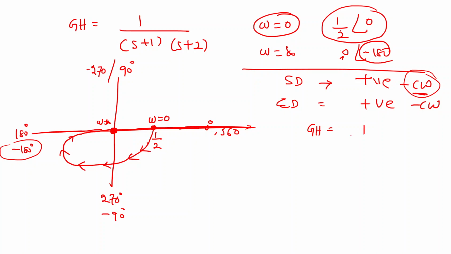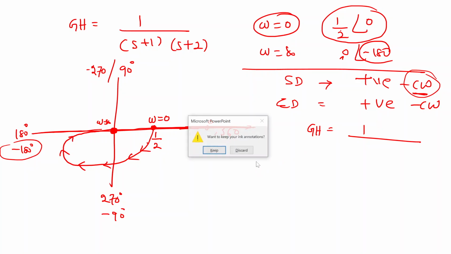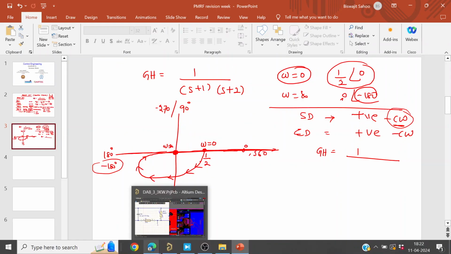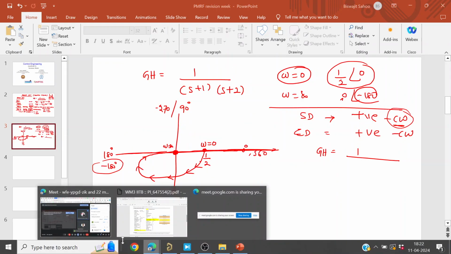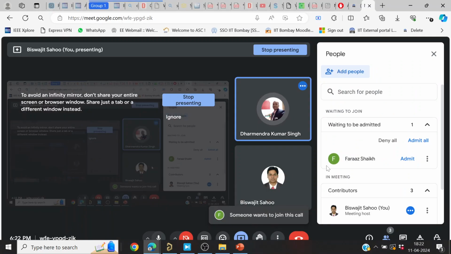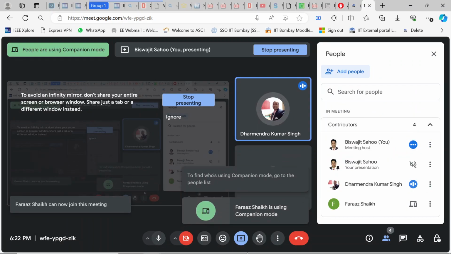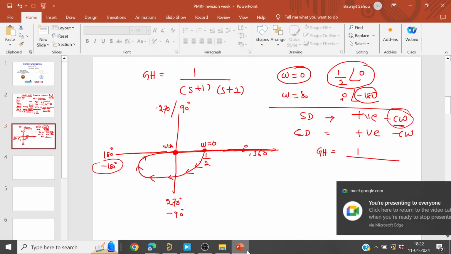Sir, first we check the values. Omega equals 0, the magnitude is 1 by 2, and it lies on the 0 degree axis. At omega equals infinity, the angle is 0 and minus 180. So the starting angle is defined by the infinite poles.